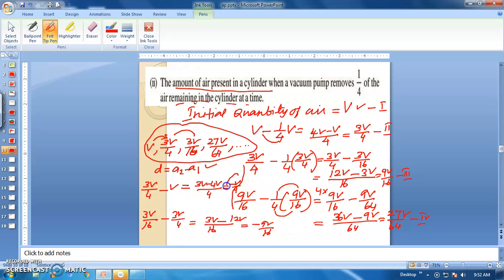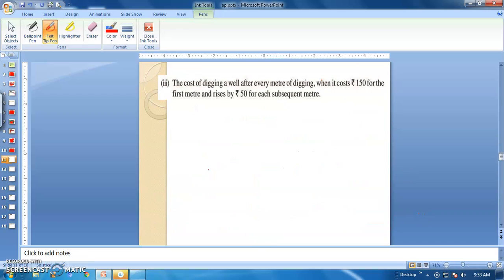But here we had minus v by 4, and here minus 9v by 16. Are they the same? No, they are different. Therefore, the difference is different in each term of the series. Therefore, it is not an AP. That's it. So look at the next one.